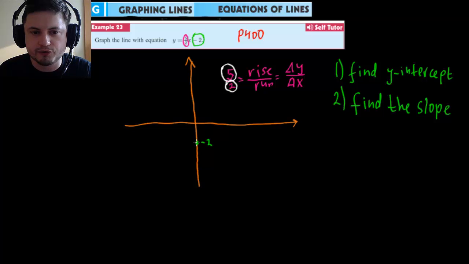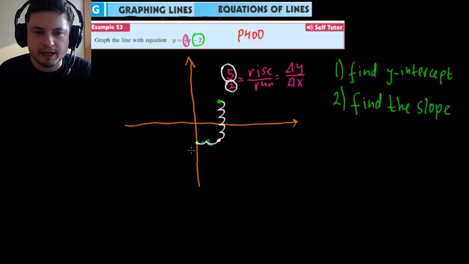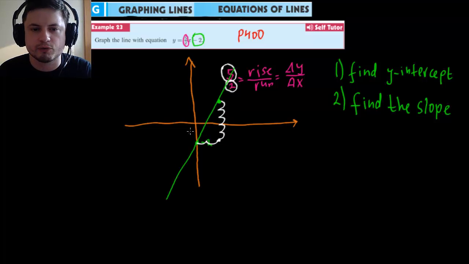So for every 2 values of x, we're going to move 5 values of y. For every 5 values of y, and let's just put a point right here and connect these 2 points now. So basically, this right here is a roughly drawn line for this equation.